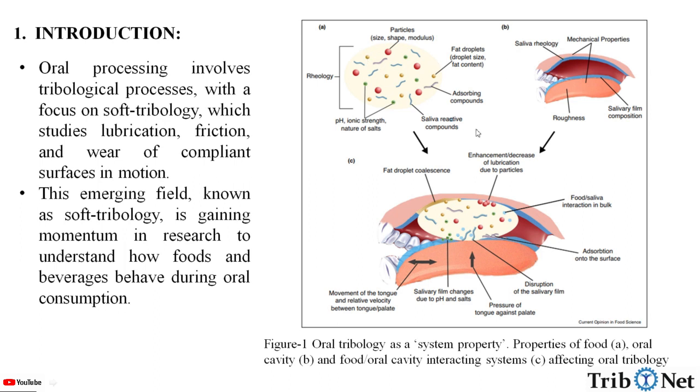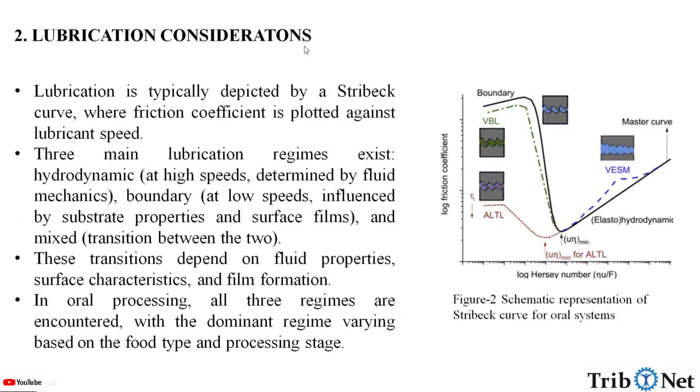Properties of food, the oral cavity, and the food and oral cavity interacting system affect the oral tribology. Lubrication consideration. Lubrication is typically depicted by a Stribeck curve, where friction coefficient is plotted against lubricant speed. Three main lubrication regimes exist: hydrodynamic, at high speeds, determined by fluid mechanics; boundary, at low speed, influenced by substrate properties and surface films; and mixed, that is the transition between the two.